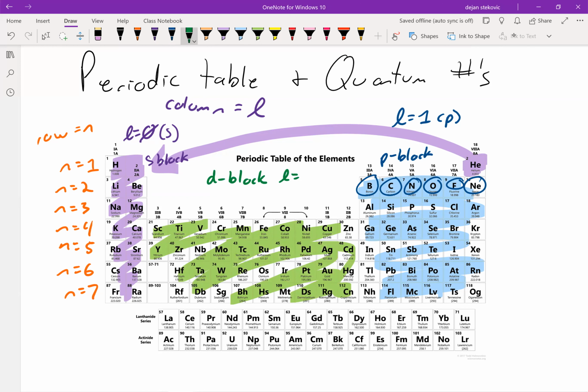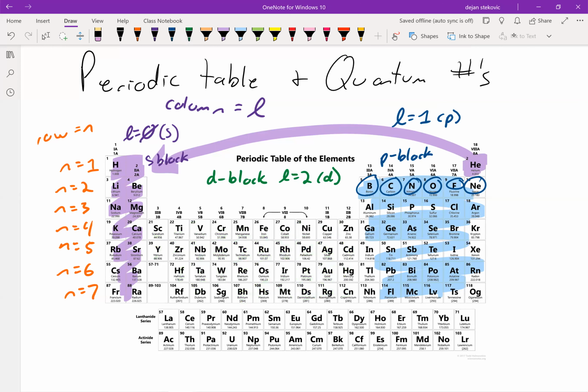Right, so this is L equal to 2, and we get the D designation. Remember that we have 5 d orbitals that can each fit 2 electrons for a total of 10. And if you count it, there's 10 elements there. 1, 2, 3, 4, 5, 6, 7, 8, 9, 10.